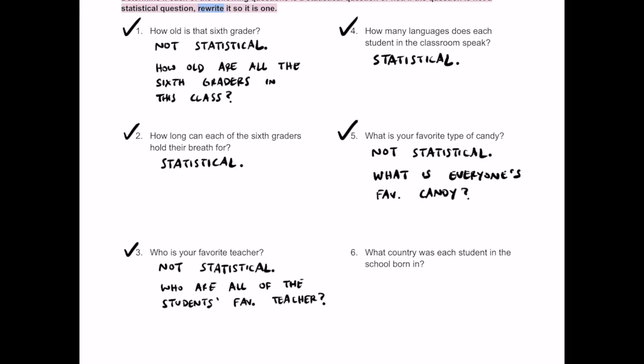Okay. Number 6, what country was each student in the class born? Well, if we're asking each student in the classroom, then we should be able to collect a variation of data. Statistical. And that one's fine. So part 1, hopefully you felt like it wasn't too bad. Pretty straightforward. You just need to make sure you know the difference between statistical and non-statistical, and that the data collected could vary, whether from more than one person, or from one person but collecting a bunch of different types of data. So that's 1 through 6.